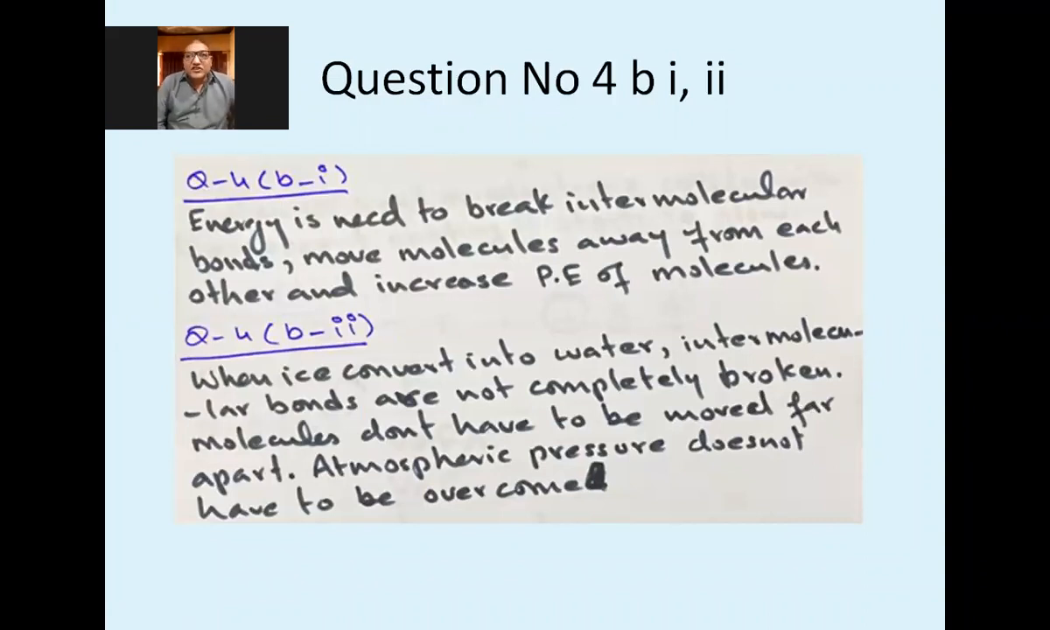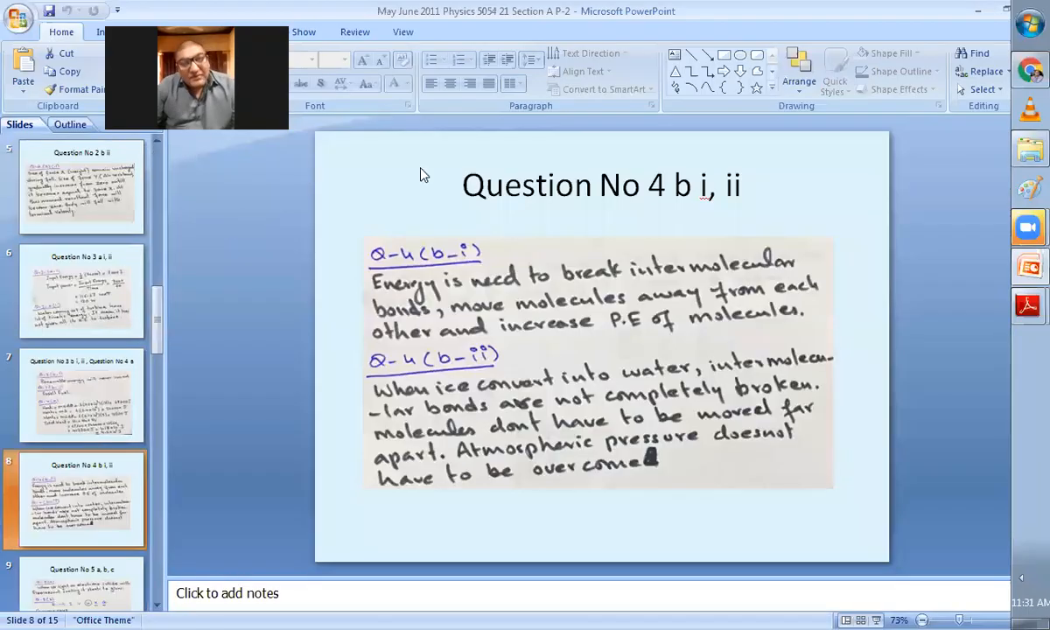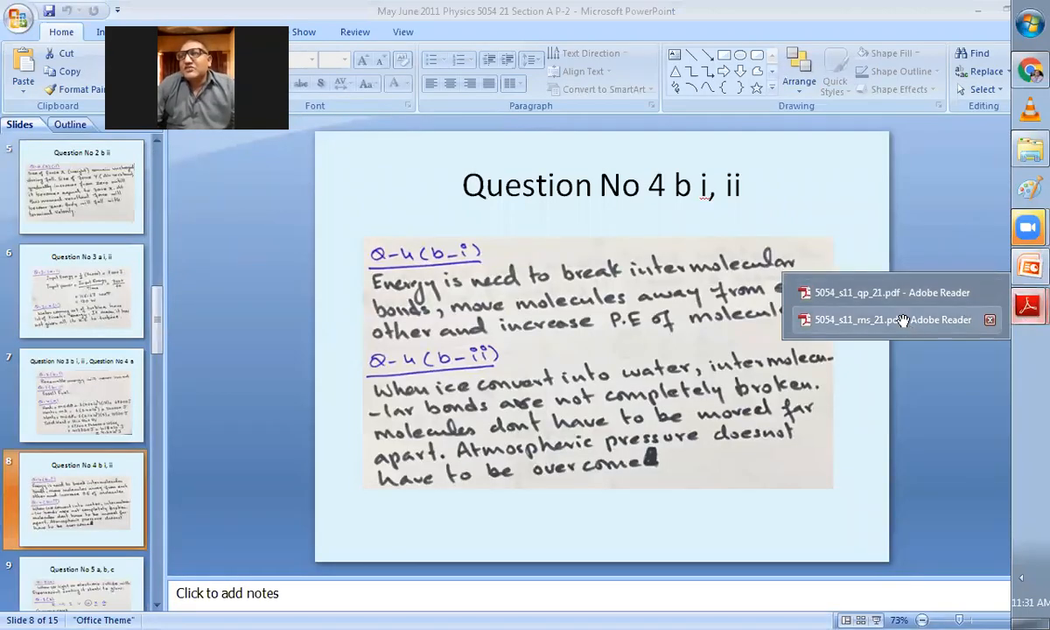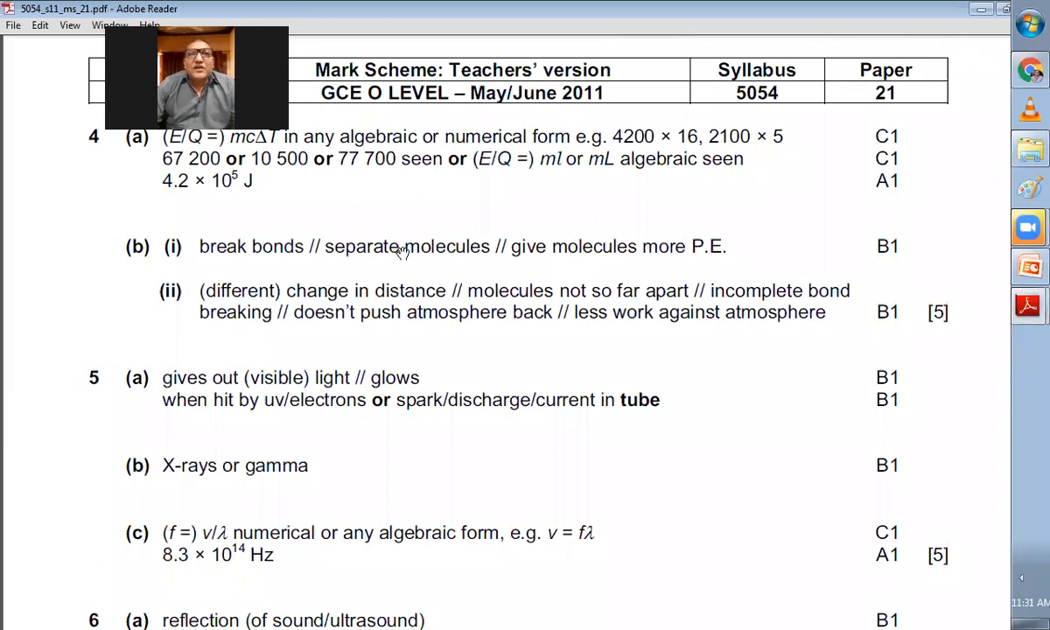Energy is needed to break intermolecular bonds, move molecules away from each other, and increase the potential energy of the molecules. Yes, when you convert ice into water, their intermolecular potential energy will increase. So let's check the marking scheme. What the marking scheme says for this question, B, first part: break bonds, separate molecules, give molecules more potential energy.